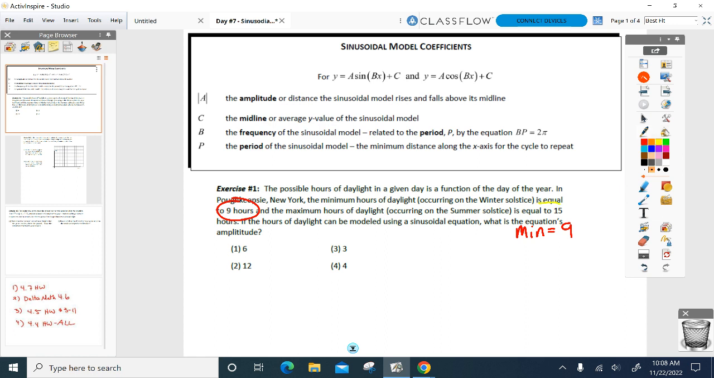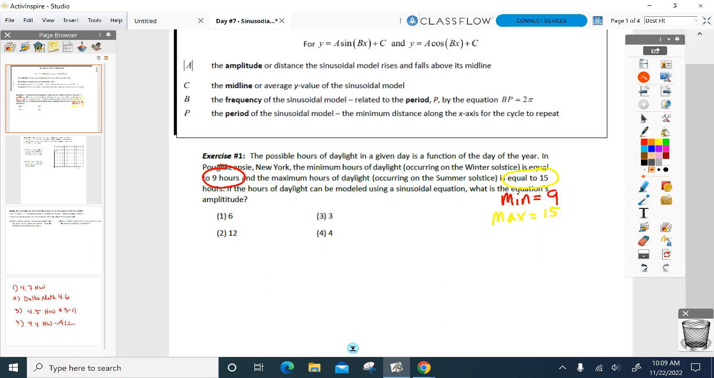I keep reading through. The next number I see is 15. And 15's the max. Again, they're just putting it with hours of daylight here. They're still giving you the min and the max. And what are we asking for at the end? Amplitude, which is another name for what variable? That's our A value. Nothing's changing except it's a little bit longer to read.